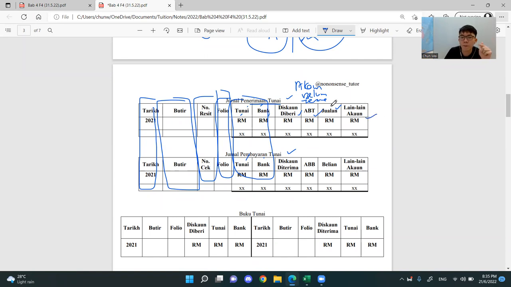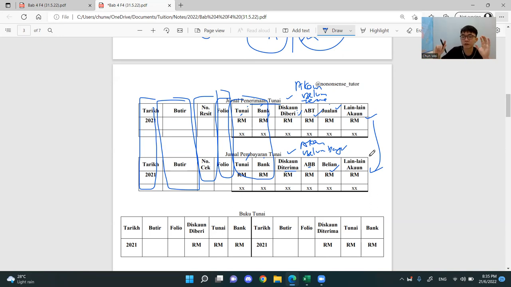And then the pembayaran tunai will be the opposite of the penerimaan tunai. The opposite of discount diberi will be discount diterima. The opposite of ABT will be ABB, akaun belum bayar. Then the opposite of jualan will be belian. Lain-lain akaun here will be the same. Other than all this, we throw into the lain-lain akaun for the journal pembayaran tunai.